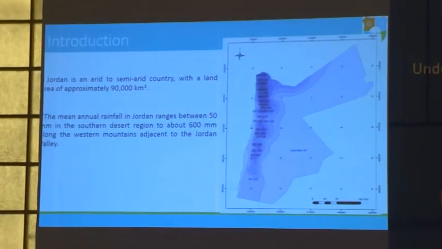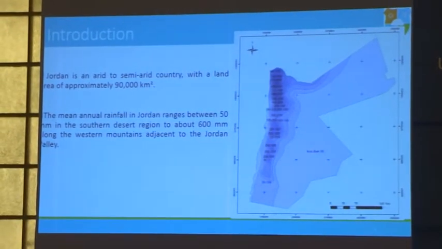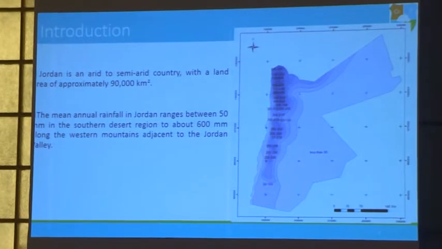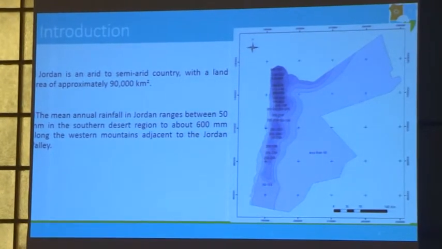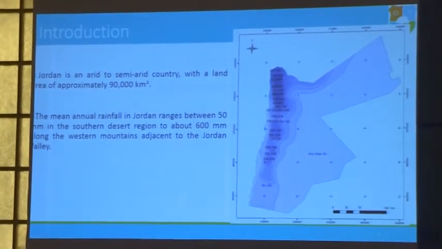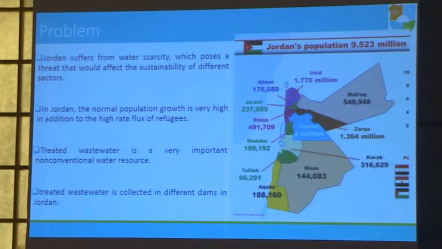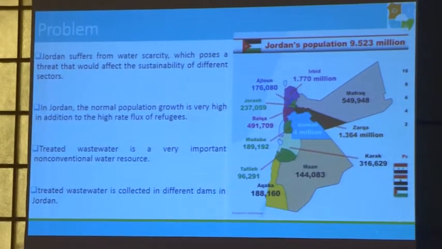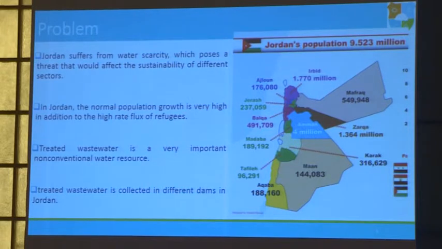Actually, it is covered by an area that has 50 millimeters per year. And this actually creates pressure on the water resources in Jordan in general. So there is a water problem in Jordan, and this water problem is divided into two parts.